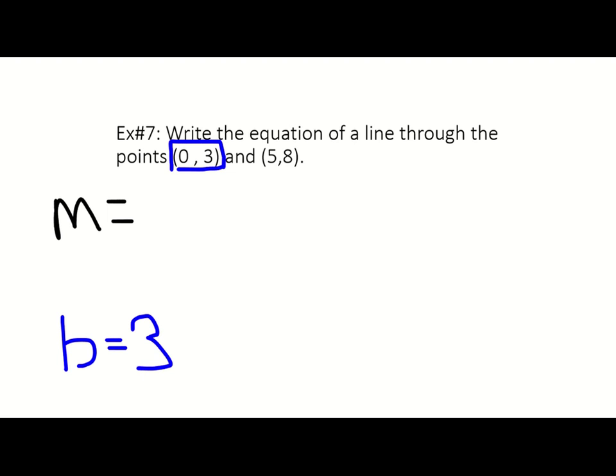Now, for the slope, what I need to do is subtract my y values between the 2 points, divided by my x values. So I'm going to look at the y value of the first point, 3, and subtract the y value of the second point, 8. And divide that by the x values. So the first point is 0, the second point is 5.